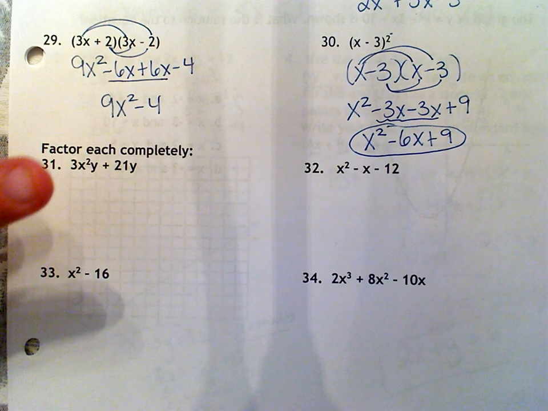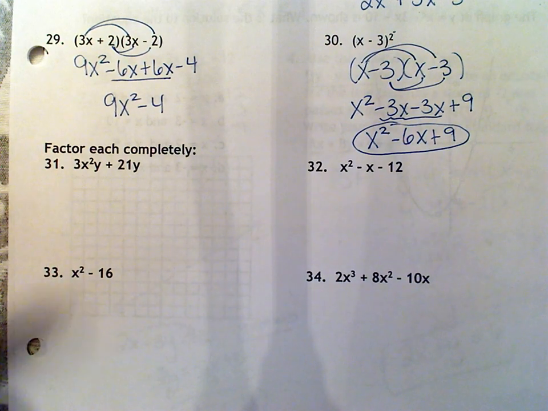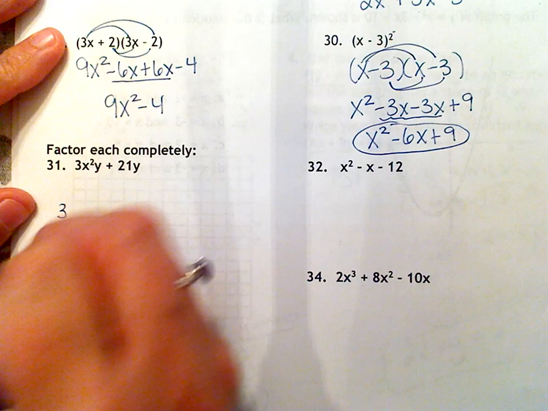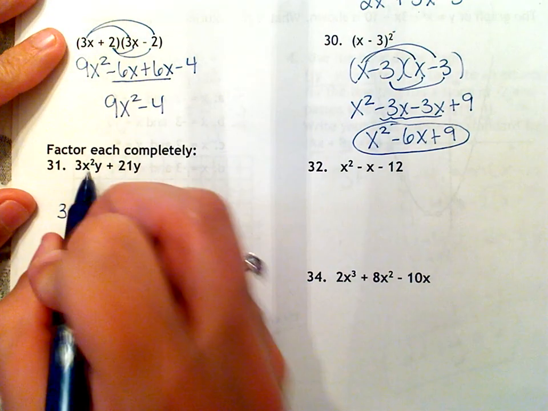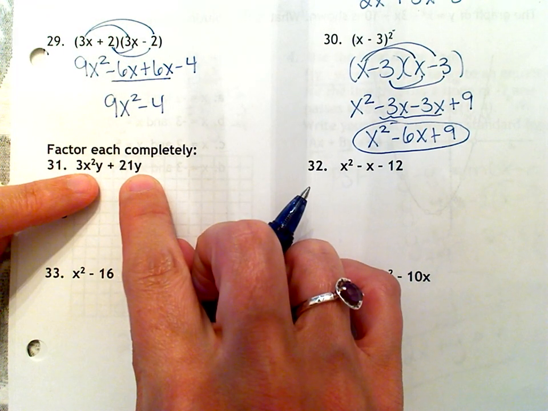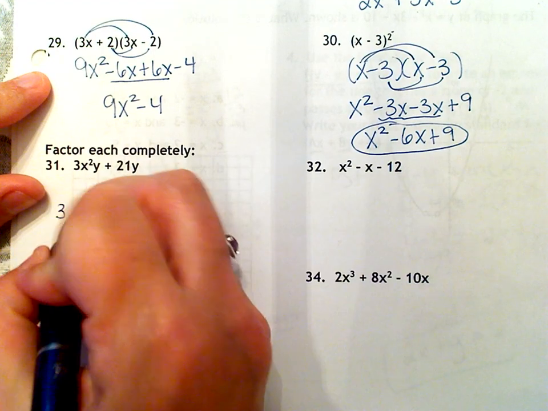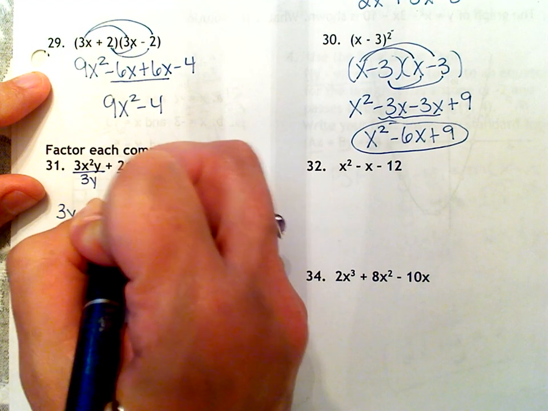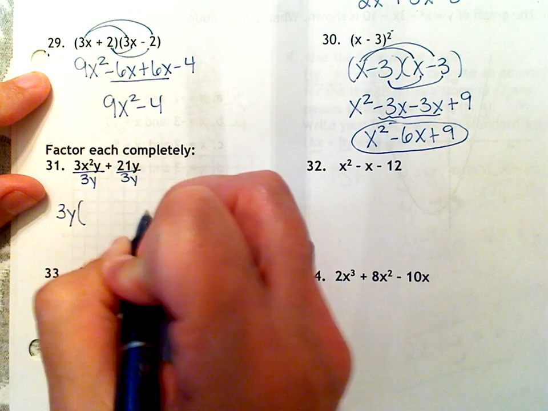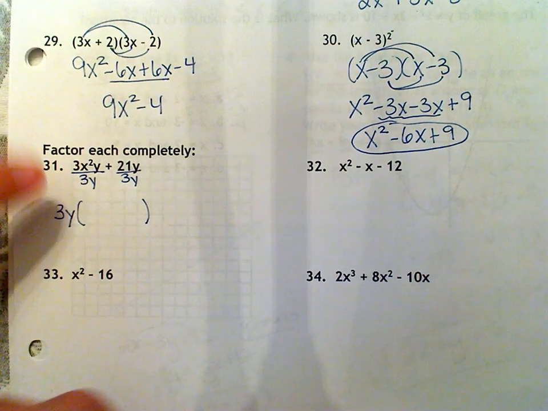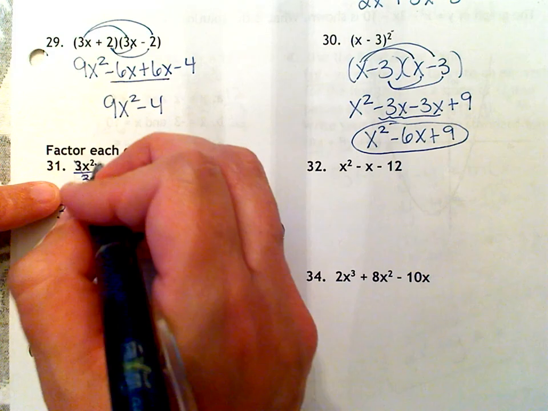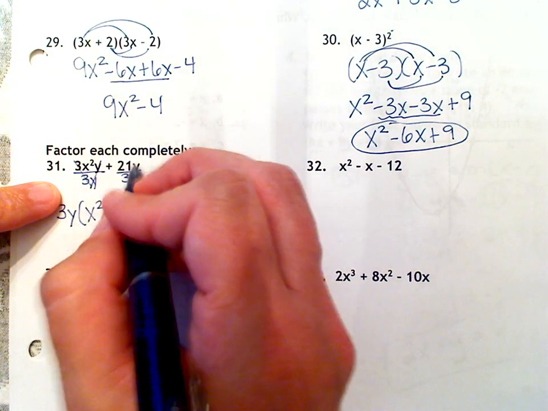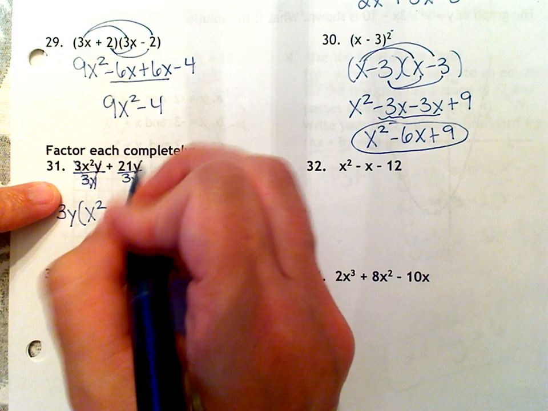31 has two terms. What do they have in common? Well, 3 goes into 3 and 3 goes into 21, so we're going to take out a 3. Then this has an X, this doesn't, but they both have Y, so I'm going to take out a Y. And remember, you can just divide these by your GCF to figure out what goes inside. So 3's cancel, Y's cancel, so you're just left with X squared. And over here, 21 divided by 3 is 7, and your Y's cancel.